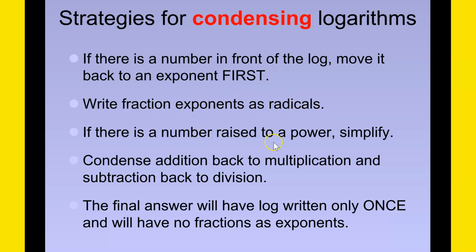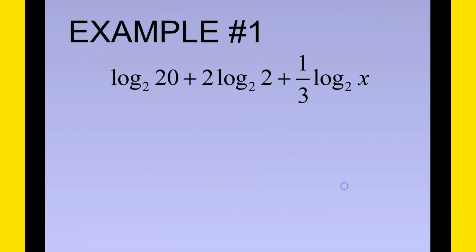All right, if there's a number raised to a power, then just go ahead and simplify that number. So if you end up with like a 5 to the 2nd power, just write 25. Then condense addition back to multiplication and subtraction back to division. The final answer will have log written only once, and we'll have no fractions as exponents. So let's take that strategy and put it to the test. Okay.